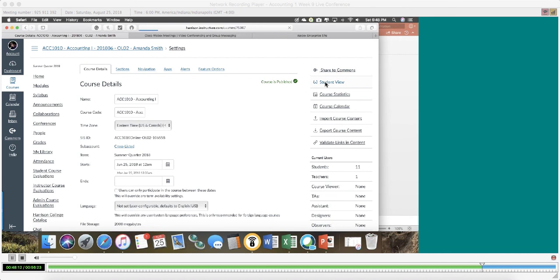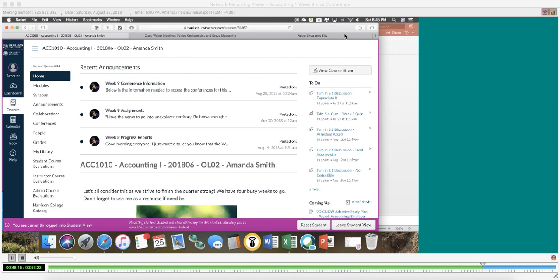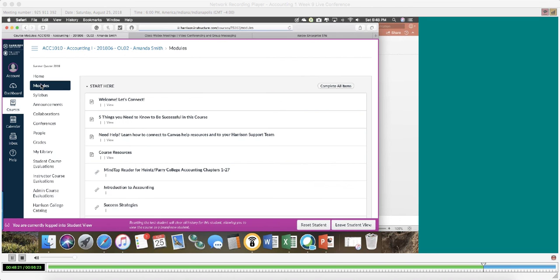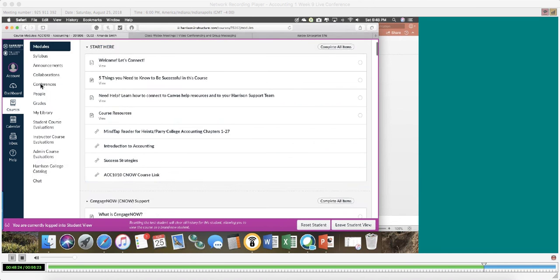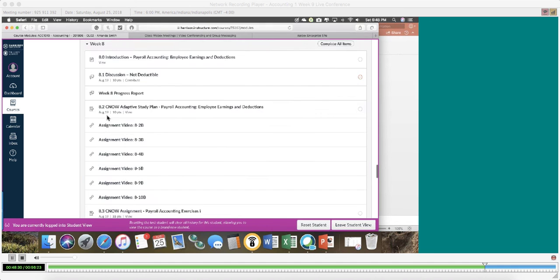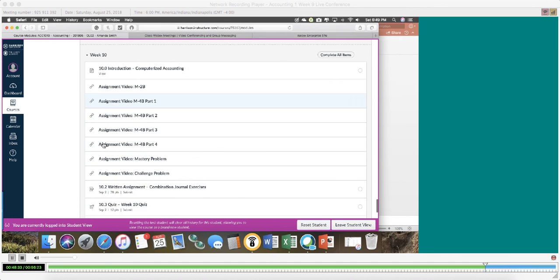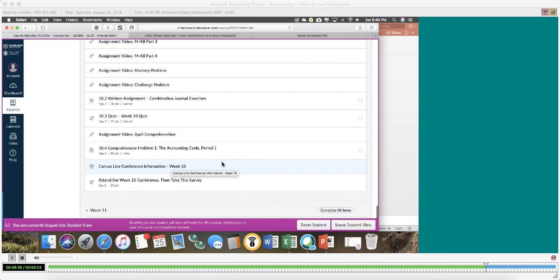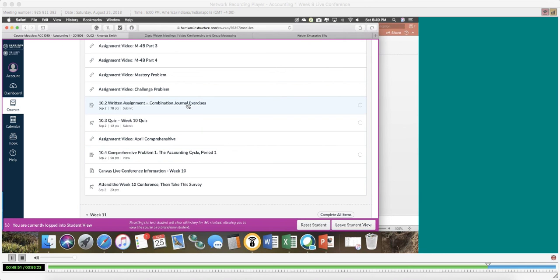So you guys can see it from the student perspective. Okay. If you go into the weekly modules and scroll all the way down, week 10, you have comprehensive problem 1, which is the accounting cycle period 1. That is April's comprehensive. So week 10, you do have the April comprehensive, but you also have a combination journal exercise, which is not in your textbook.